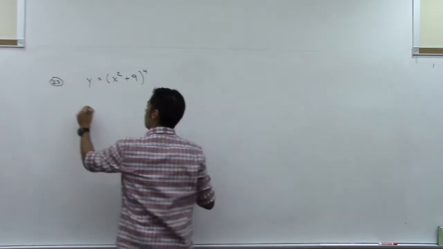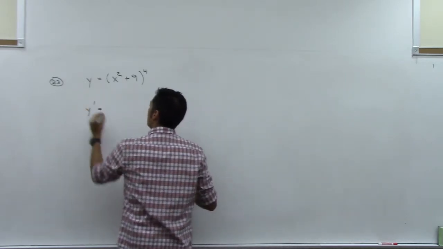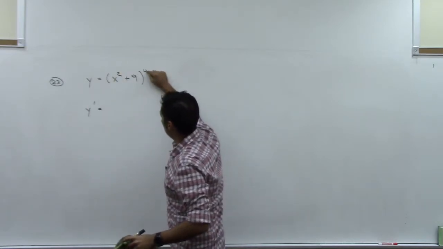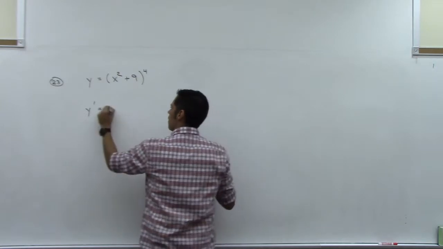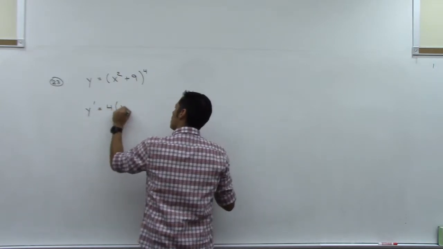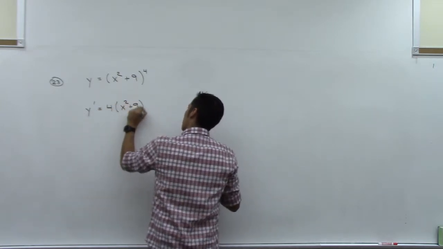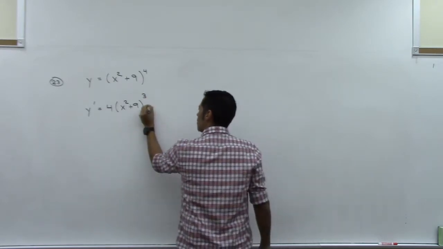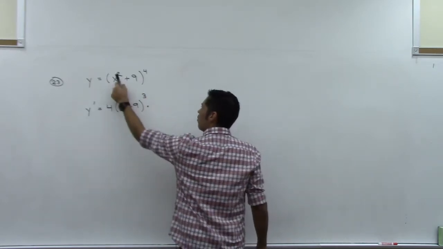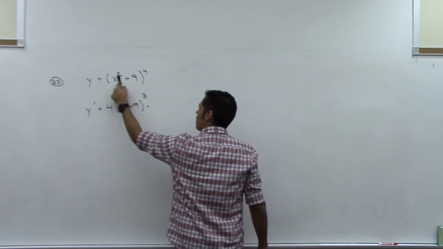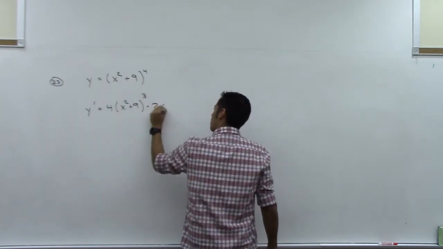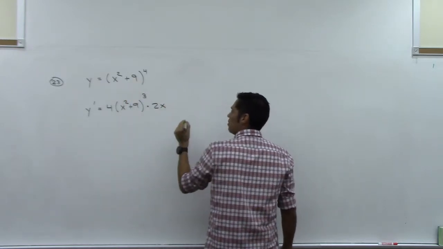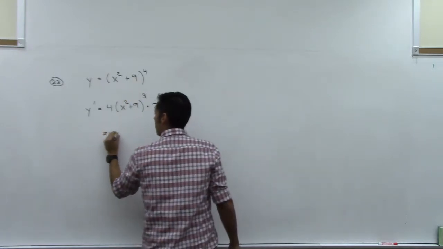We have to first realize that we have this raised to the 4th power. So we're going to bring the 4 out first. We are not going to touch the inside, and we're going to reduce the power by 1, which gives us that. Then chain rule says times the derivative of what's in here. The derivative of x squared is 2x, and then plus the derivative of 9, which is 0. So that's our derivative, our first derivative.